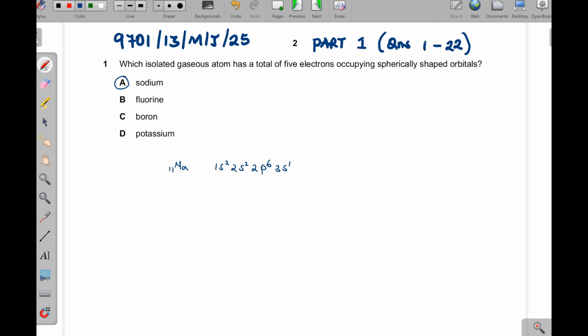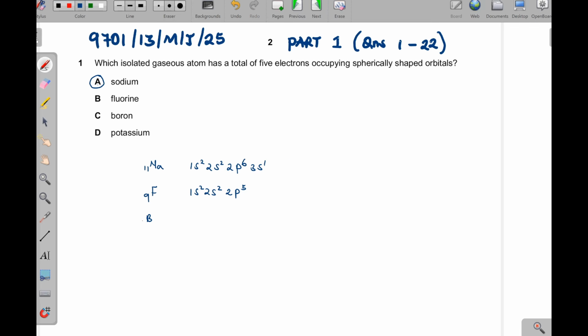But let's try B. B is fluorine. Fluorine is 9. So we have 1s2, 2s2, 2p5. And when you add these s electrons, they are 4. So that one will be off. Then boron is in position 3. So that is 1s2, then 2s1, and these are 3.